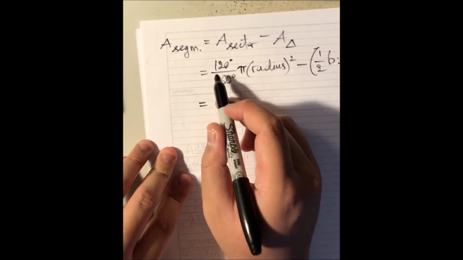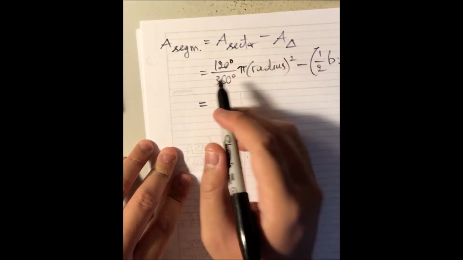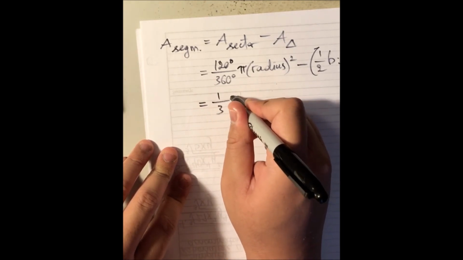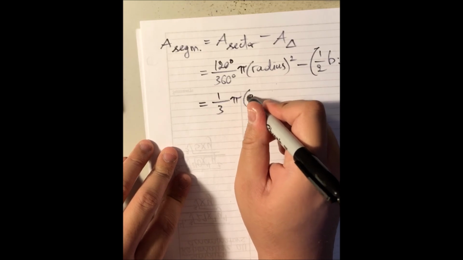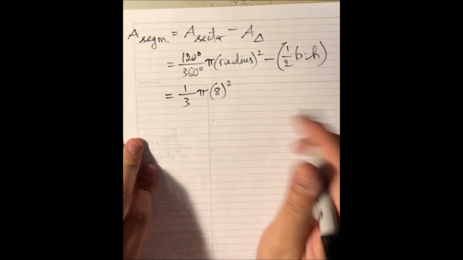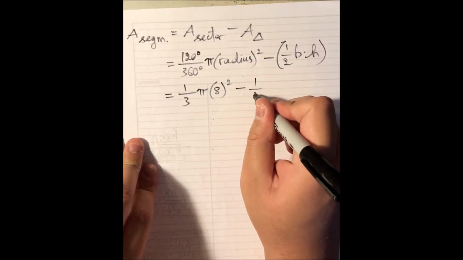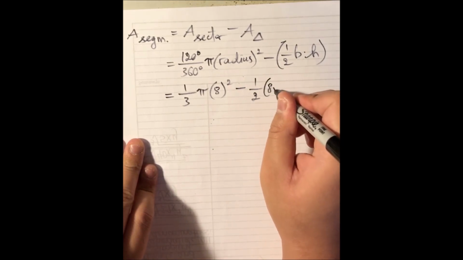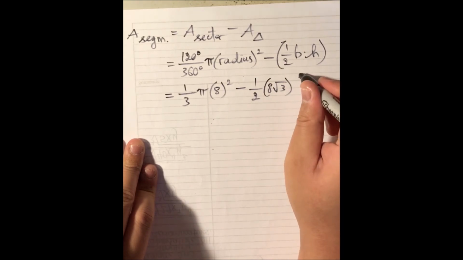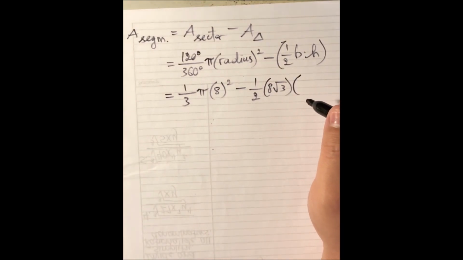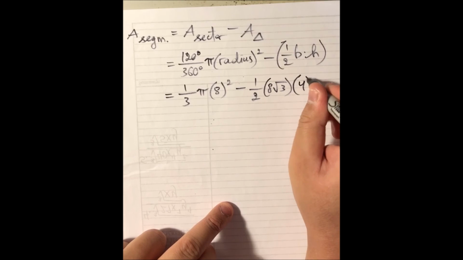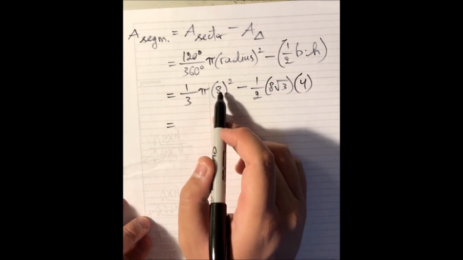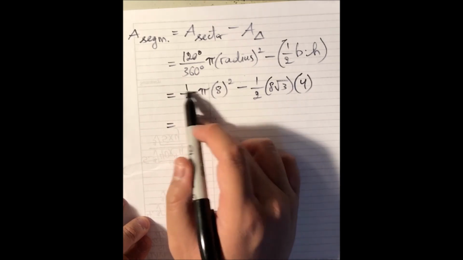Okay, so to plug it in, let's simplify at the same time. 120 divided by 360 is going to give us 1 over 3. Keep the pi, replace radius with 8, keep the exponent 2. And we know that the base of the entire triangle is 8 times square root of 3, and we know the height of the triangle is 4 feet, so replace h with 4. From here, it's just a matter of algebra. So this right here is going to give us 64 pi over 3.